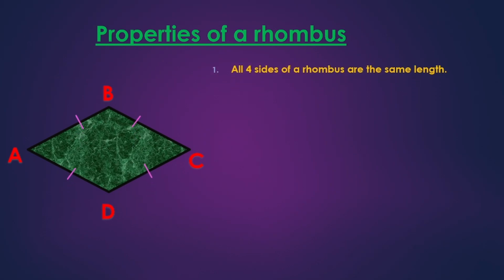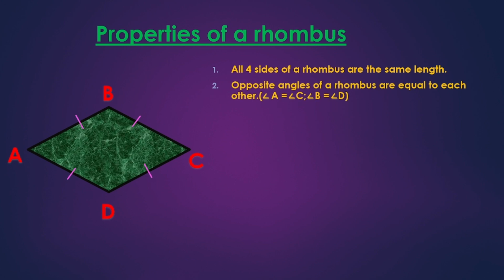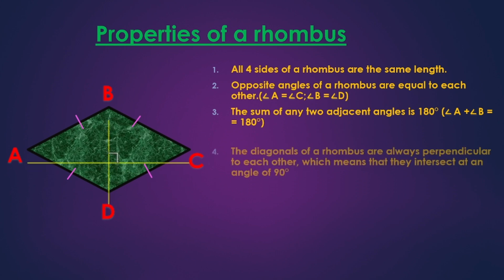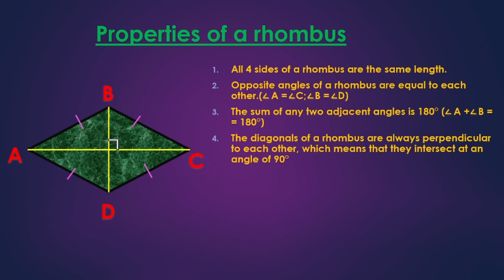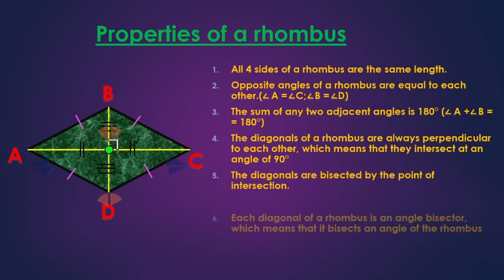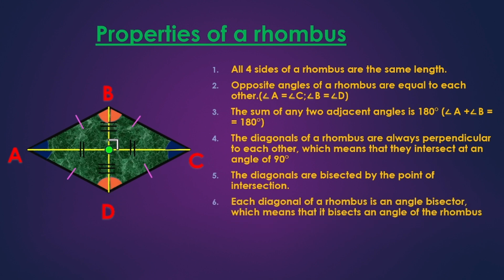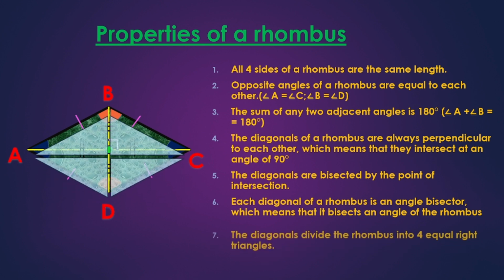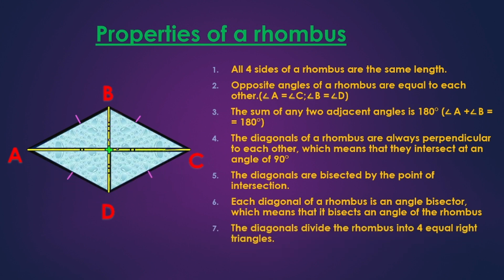1. All four sides of a rhombus are the same length. 2. Opposite angles of a rhombus are equal to each other. 3. The sum of any two adjacent angles is 180 degrees. 4. The diagonals of a rhombus are always perpendicular to each other, which means that they intersect at an angle of 90 degrees. 5. The diagonals are bisected by the point of intersection. 6. Each diagonal of a rhombus is an angle bisector. That is, it bisects an angle of the rhombus. 7. The diagonals divide the rhombus into 4 equal right triangles.